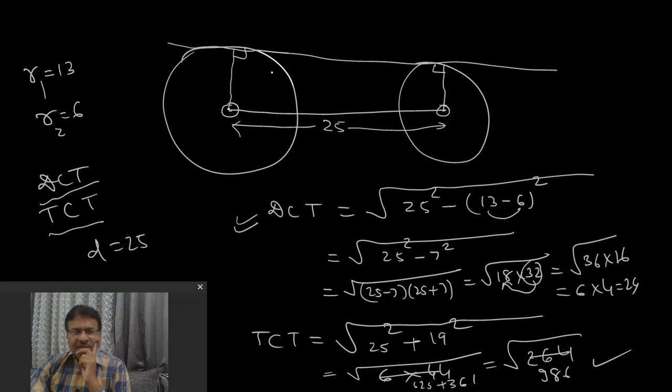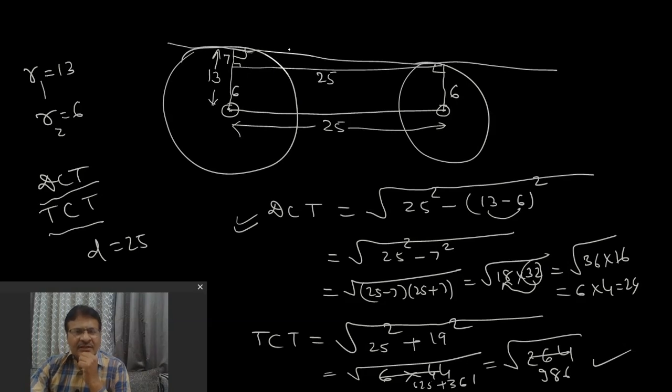Now if I draw one perpendicular here from this, this is again 90 degree. This is how much? 6. This is how much? 13. And if this one is 13 and this one is 6, then this again would be 6 and this remaining part would be 7. And if this one is 25, then this again is 25.